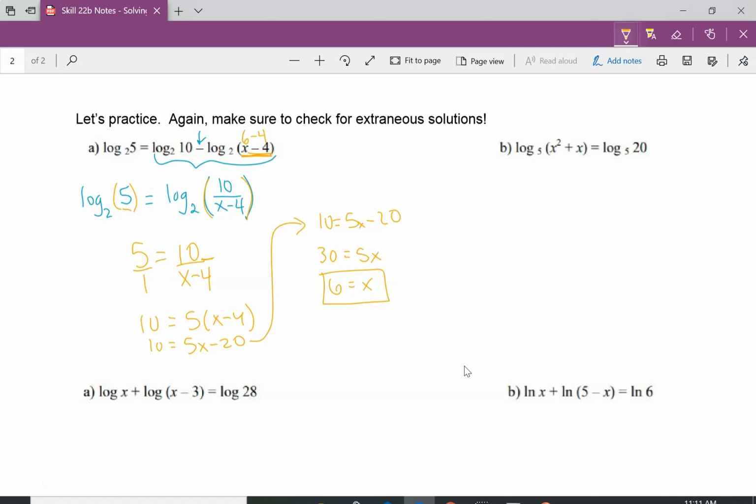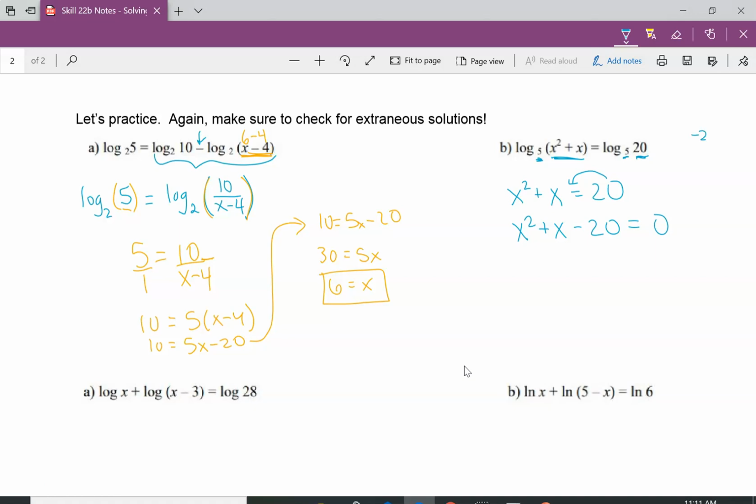All right, next one we're going to do here is going to be, so I don't have to do any condensing. I just set the arguments equal to each other. So x squared plus x equals 20. And I know I can do that because I have the same bases. Well, this is quadratic, so I have to make one side equal 0. So I'm going to subtract 20 from both sides. And now I'm going to look and see if I can factor x squared plus x minus 20.